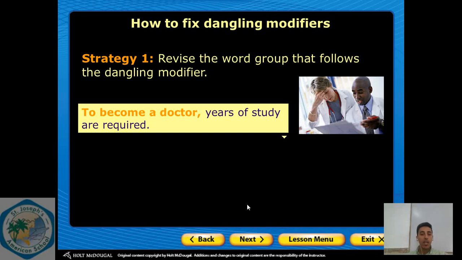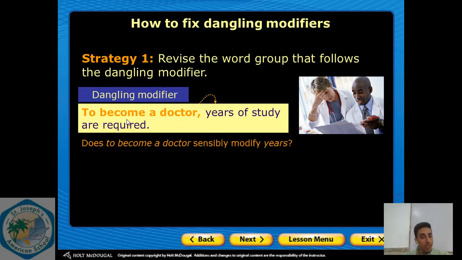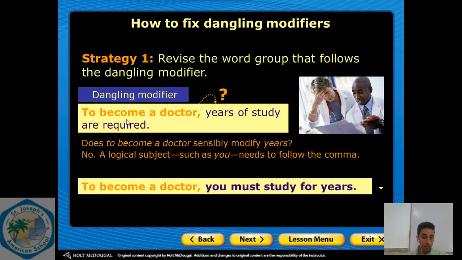Revise the word group that follows the dangling modifier. To become a doctor, this is the first strategy. You can just add a noun suitable with what was mentioned before, or with the modifier or the phrase. To become a doctor, you need a person. To become a doctor, try to fix it by yourself. To become a doctor, you need years of study, maybe it can be. You must study for years, so this one is definitely correct.